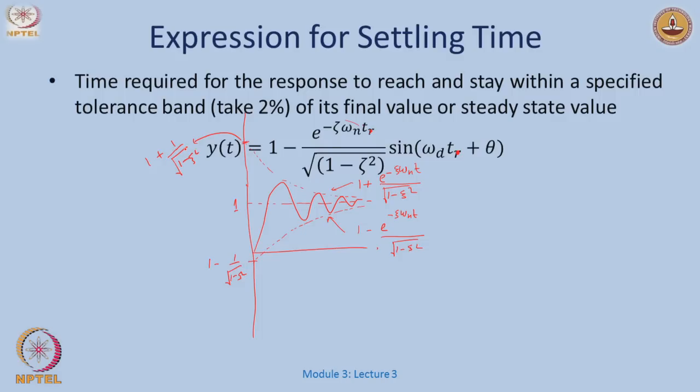So, this is all good. If I ask, when does the curve inside, the solid line, reach within 98% and stay there? Well, the answer is whenever these envelope curves reach within the 98% and stay there, because the solid line is just enveloped by these two curves. So, I can just look at the response of this system. Let us take the bottom one here, for example, 1 minus e power minus zeta omega n t over square root of 1 minus zeta square.